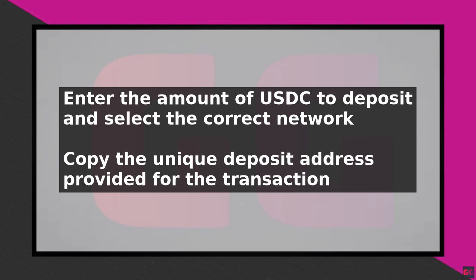The USDC will be transferred from your digital wallet to your Justmarkets account. Depending on the network congestion, this process can take a few minutes to complete. Once the transaction is confirmed, the USDC will be credited to your Justmarkets account. You can then use the USDC to trade or invest in various assets available on the platform.